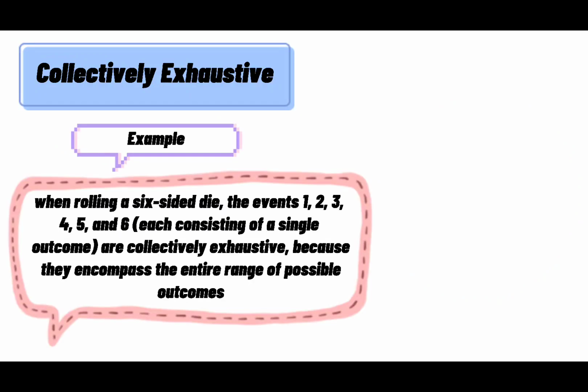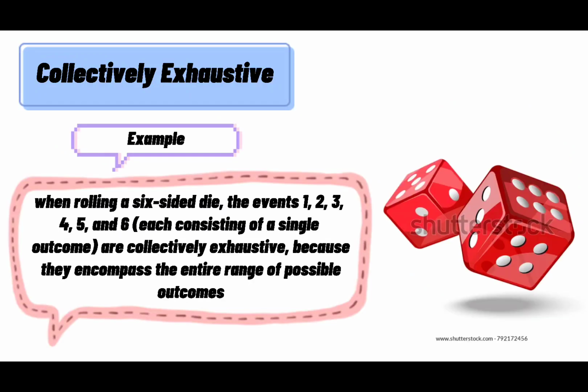Collectively exhaustive. Example. When rolling a six-sided die, the events 1, 2, 3, 4, 5, and 6, each consisting of a single outcome, are collectively exhaustive because they encompass the entire range of possible outcomes.